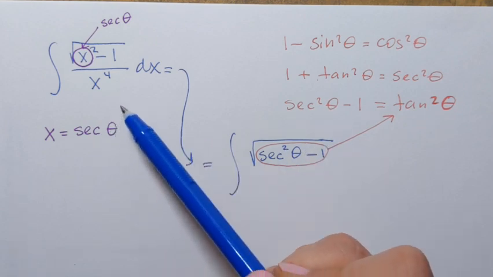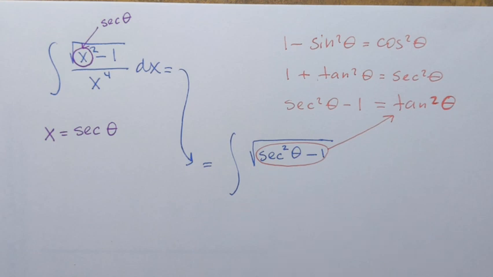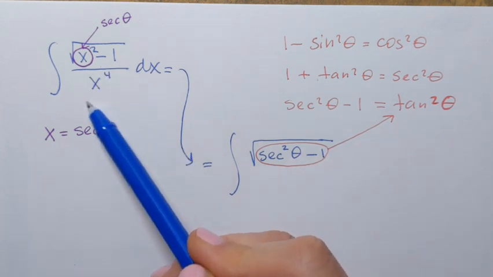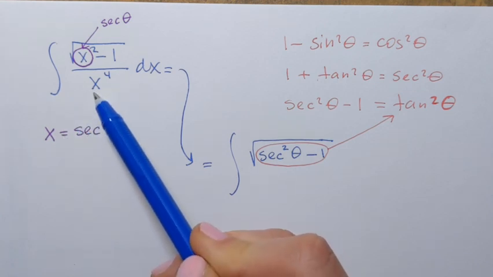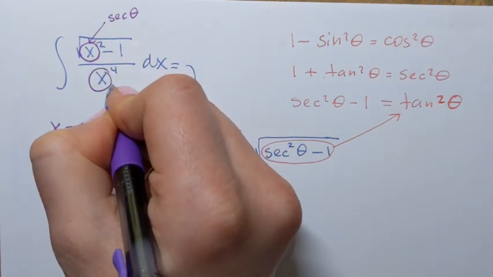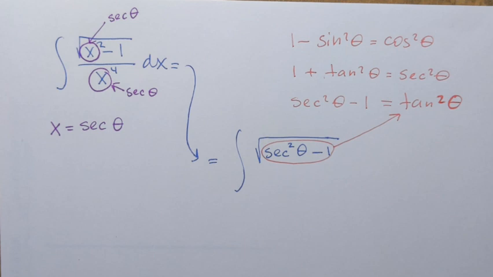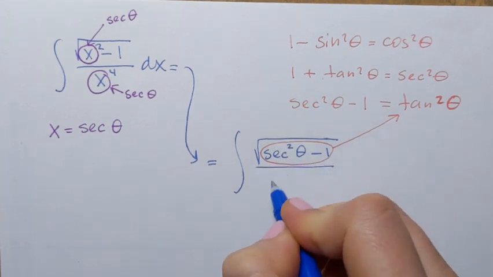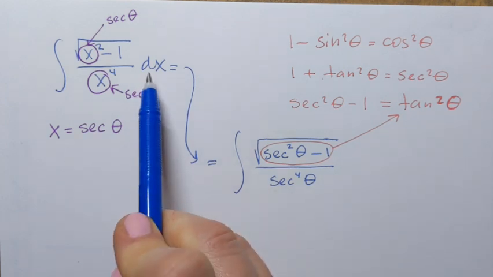Let's go back to the original integral. So x to the fourth power has to be written in terms of theta, and then dx has to be written in terms of theta. But how do we perform that? Well, with the denominator, it's easy, because if x is secant of theta, then the denominator becomes secant to the fourth power of theta, right?